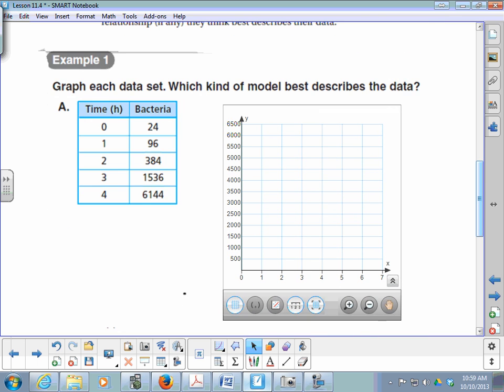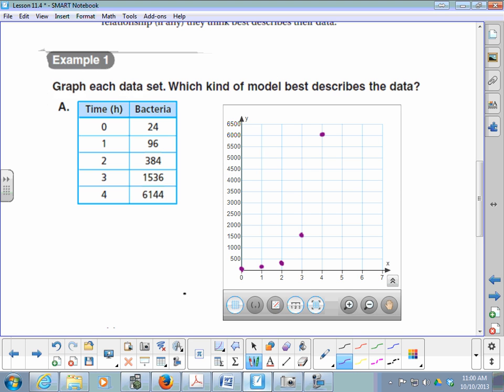All right, so we'll go ahead and then plot these points. 0, 24. Where's 0, 24 at? It's right here, right? And 1, 96, well, that's not going to be a whole lot higher up, is it? 2 and 384, it's a little bit past halfway. Oh, this one helps. 3 and 1,536. That's about right on the line there, a little above it. And 4 and 6,144.